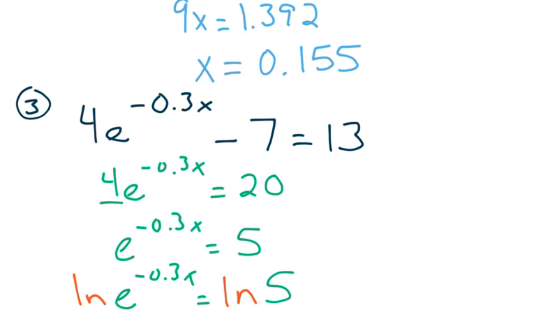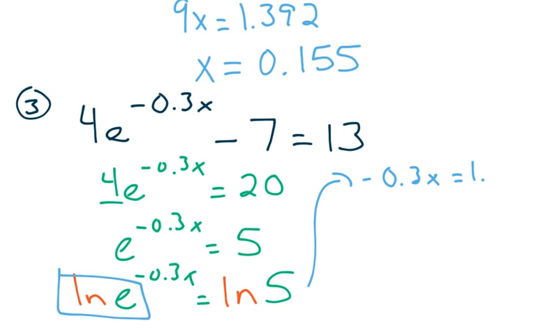So natural log of e to the negative 0.3x. Natural log of e cancels itself out, so we're just left with, we'll draw a little arrow here, negative 0.3x, and that is equal to the natural log of 5. That's something you can type in your calculator. That is 1.609.